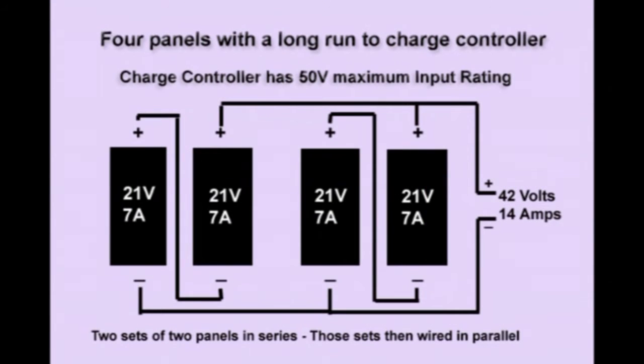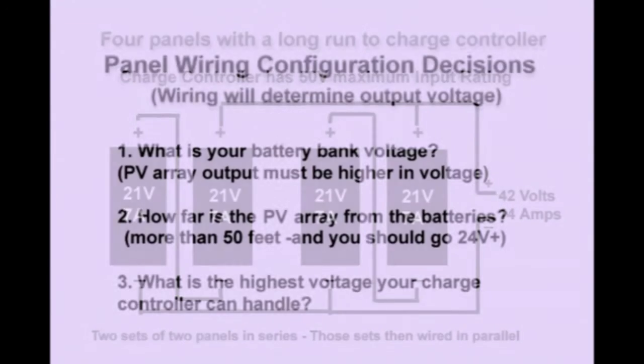Here's a real-world example. If I have 4 panels that are 21-volt panels at 7 amps, and I have a 24-volt battery bank, I can add 2 of the panels in series to give me 42 volts at 7 amps, and then the other 2 in series, giving me 42 volts at 7 amps, but then I parallel those 2 sets, and then it adds up their current. So I have 42 volts now at 14 amps. We're doing this, of course, to give us a little bit more voltage than our battery bank requires.